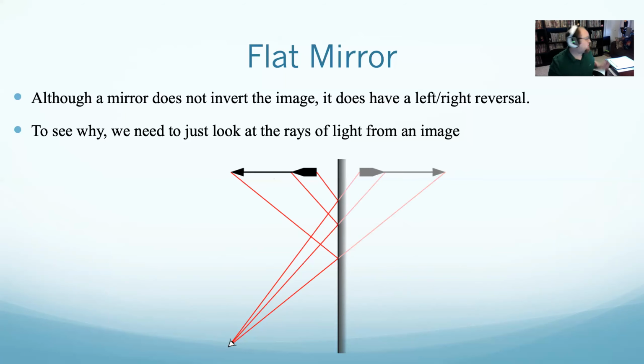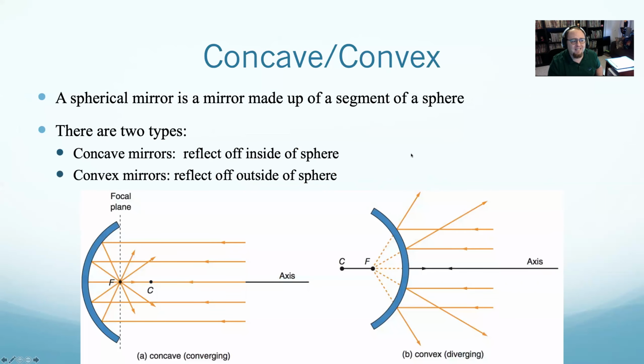Now, flat mirrors are simple, and I've probably already spent more time on them than is really justified. Where this gets interesting is when your mirror is not flat. We're going to talk about two different types of curved mirrors: concave mirrors and convex mirrors.